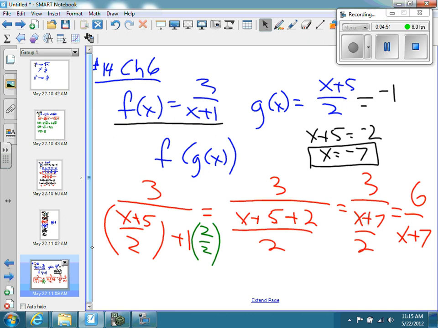No. Listen up. Madeline says the domain restriction would be -7 and -1. No. Negative 1 is acceptable because negative 1 is just going to make this 4 divided by 2, which is going to be 2, and 2 is perfectly valid to fit in there. All right. Okay?